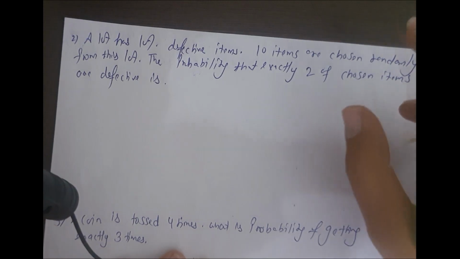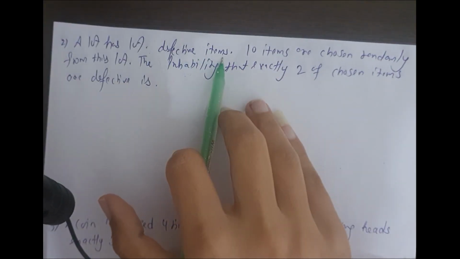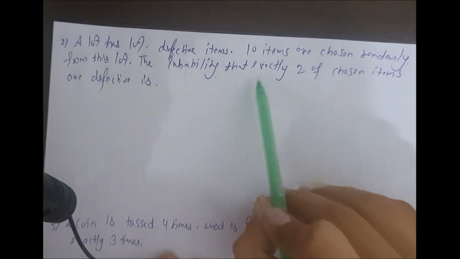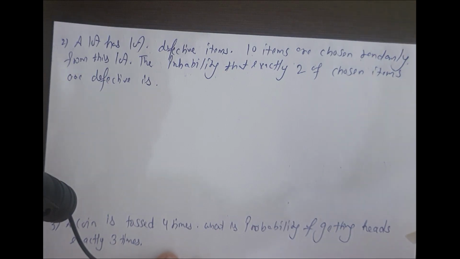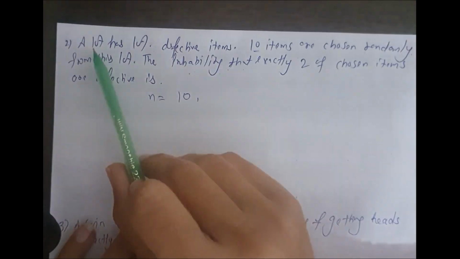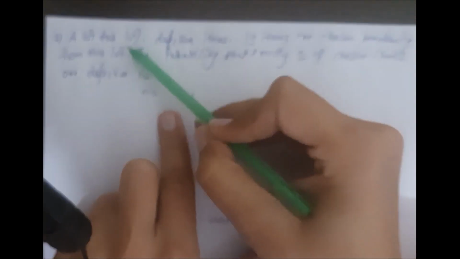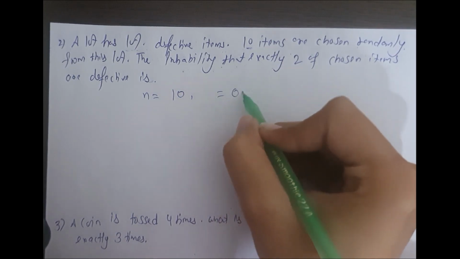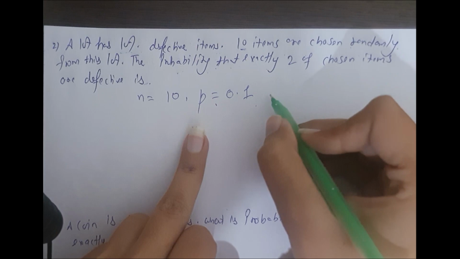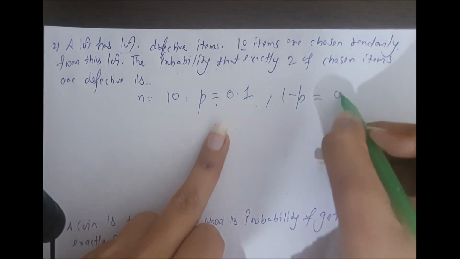Now another question. If you are not clear with the previous question, see another one. A lot has 10% defective items. 10 items are chosen randomly from this lot. The probability that exactly 2 of the chosen items are defective is, here n is 10. 10% defective means the probability of getting a defective item is 0.1, so the probability of a non-defective item is 1 minus p, that is 0.9.